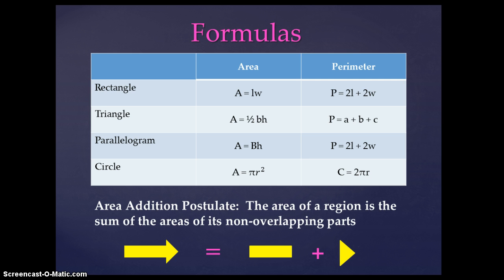Or sometimes we've seen it as pi times diameter, because we know the relationship is diameter is twice the length of the radius. And our first postulate this year is going to be the area addition postulate. And this just says that the area of a region is the sum of the areas of its non-overlapping parts. So for example, this arrow we talked about as a composite figure, we can find the area by breaking it into two smaller pieces, a rectangle and a triangle, and then adding those together. And this is something, again, pretty common that we've done before, but now you have the geometric reasoning behind it.